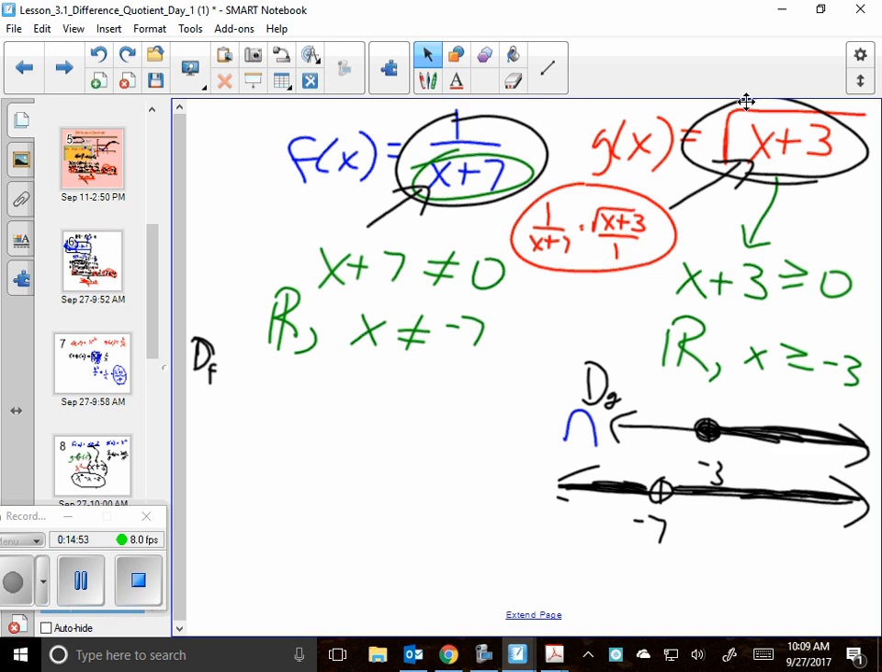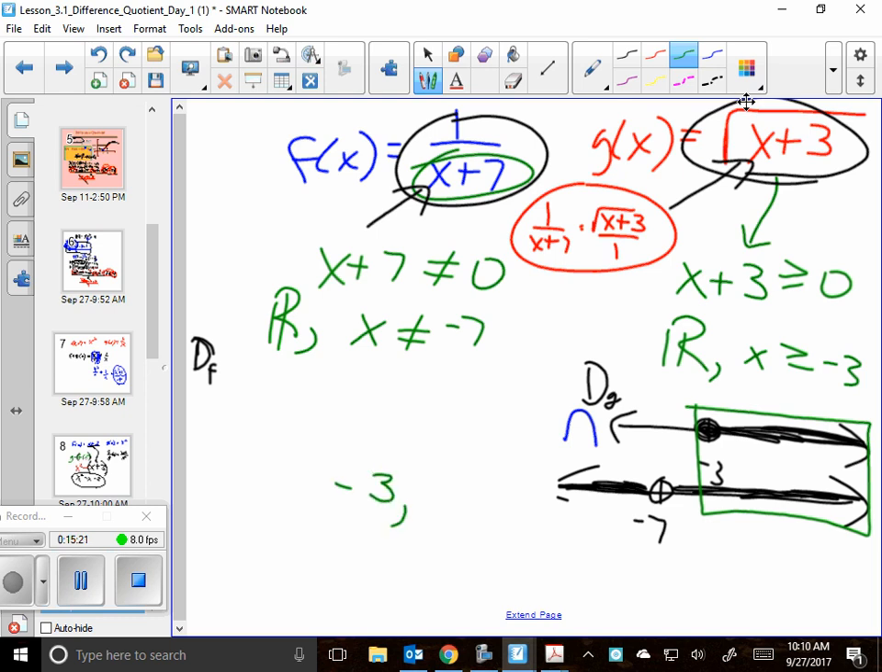Intersect means overlap, right? So where do these overlap? Those numbers were safe for both the mother function and the father function, so to speak. The two parent functions, both of those things, anything that's in that zone will work for both of them. So final answer, what are safe things to feed this function? From -3 to infinity.